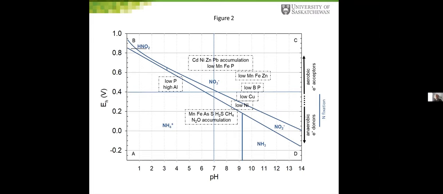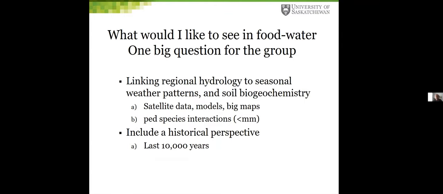So you can here figure out what kind of nitrogen is available where, and then you can map this back with DNA sequences to who's doing what. What I would like the group to think about is trying to link these regional hydrology models to seasonal weather patterns and to the details of the soil biogeochemistry, so that we can understand how changes in weather under different climate scenarios are influencing the biogeochemistry and nutrient flow.